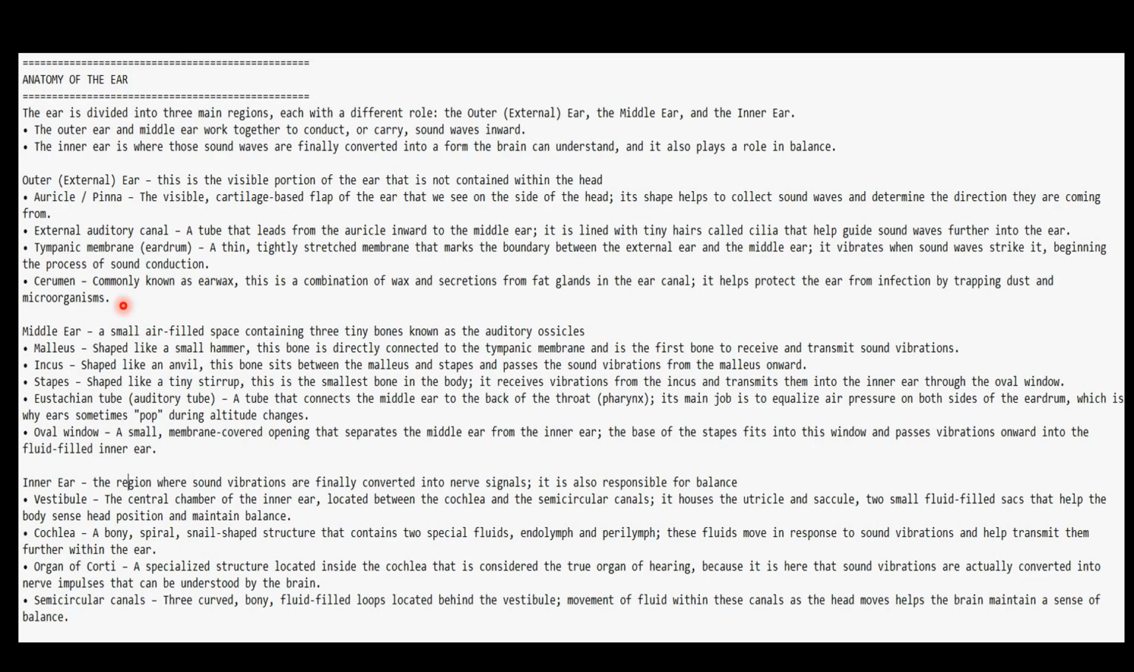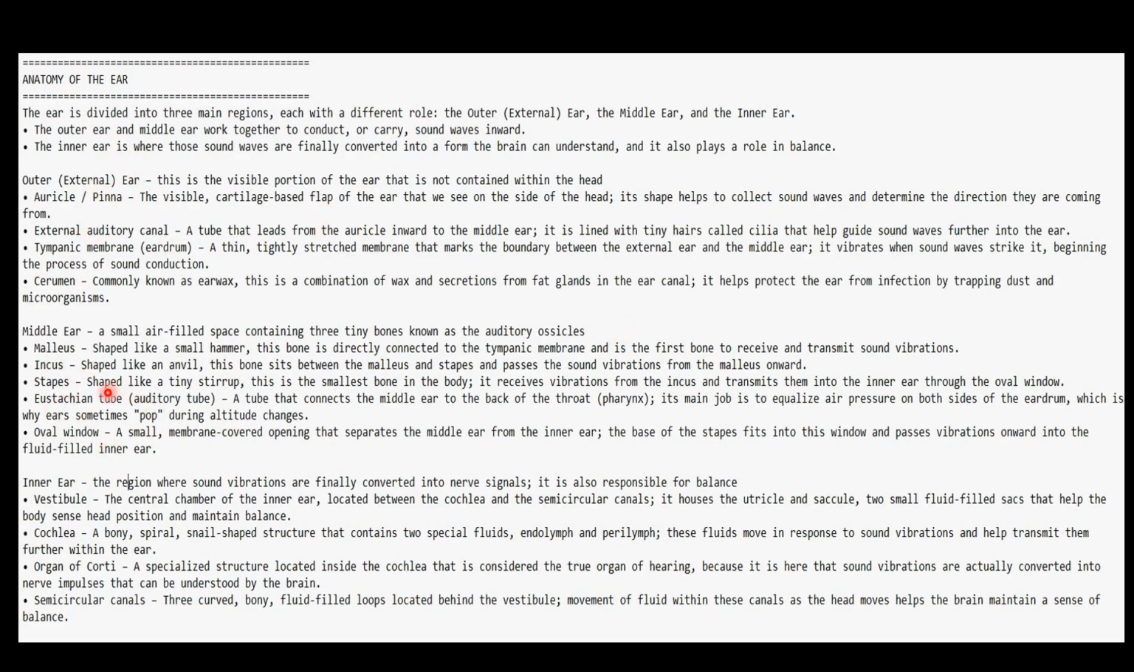Clear? After that we have cerumen, which is nothing but ear wax. This is mainly a combination of wax and secretions from the glands in the ear canal, and it helps protect the ear from infection by trapping dust and microorganisms. Its main role is to trap the dust and unnecessary microorganisms and make sure they do not enter the ear. So this is the simplest part, the outer ear.